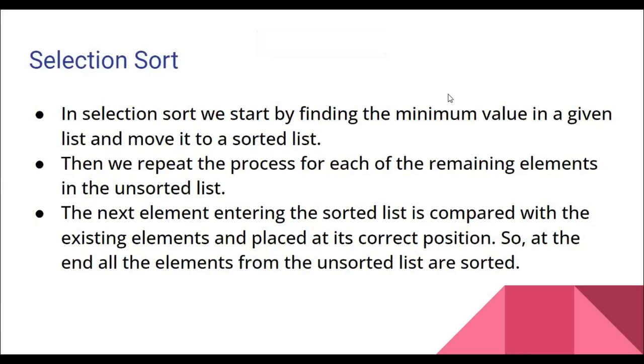Next, we're moving on to selection sort. In selection sort, what we do is find the minimum value in the list. So if the list has 10 elements and the minimum value is 1, we first find 1, and then we move it into a sorted list. Then we find the next smallest element, and then sort it. This way, the next element entering the list is compared with the existing elements and placed in the correct position. So finally, all the elements of the unsorted list are sorted.